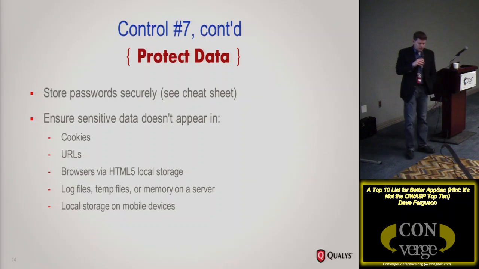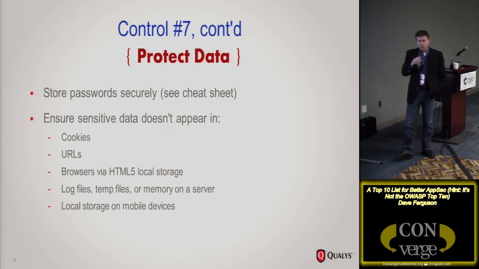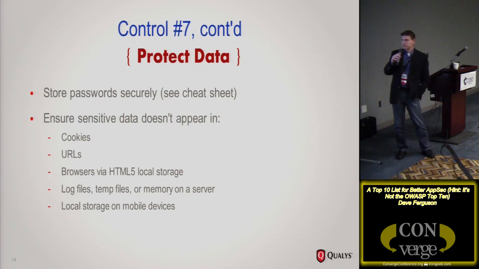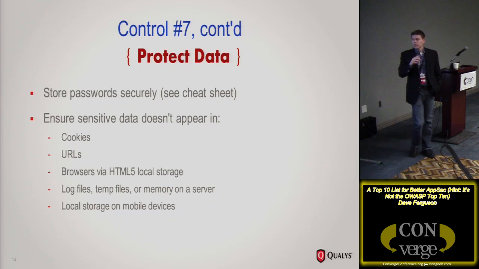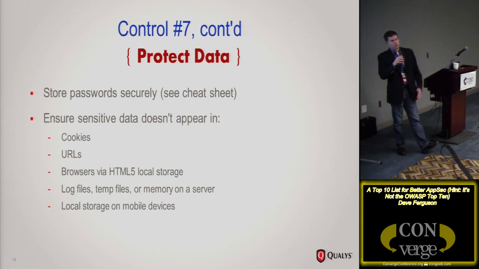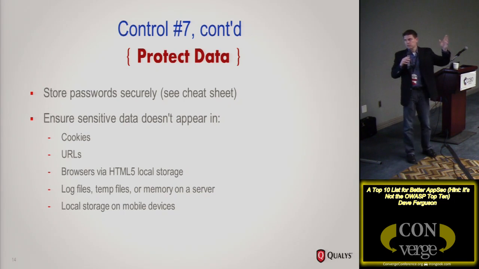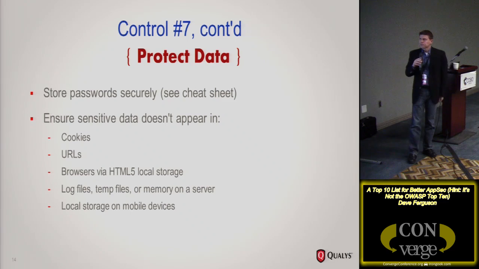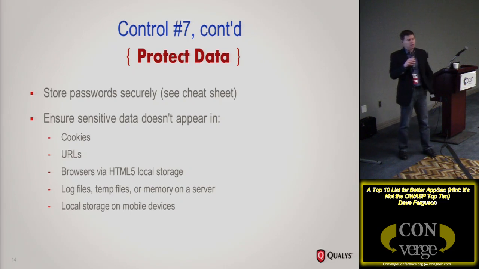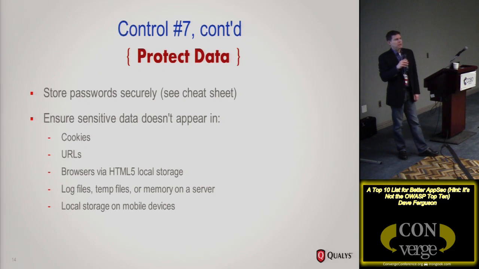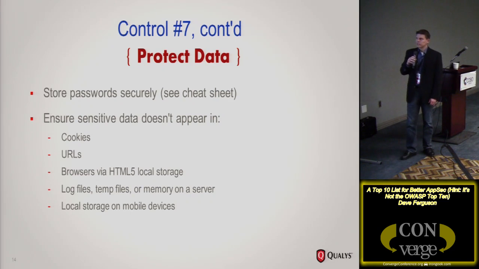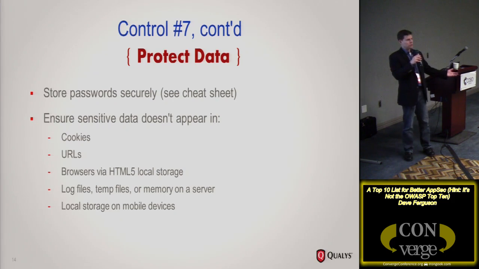Some other aspects of protecting data that may not be as obvious as encryption is storing passwords securely. There's a cheat sheet for that. You don't want to use symmetric encryption for storing passwords. Password storage shouldn't be reversible, which symmetric encryption allows. Also, protecting data means avoiding sensitive data appearing in cookies, URLs, browsers, and HTML5 local storage.